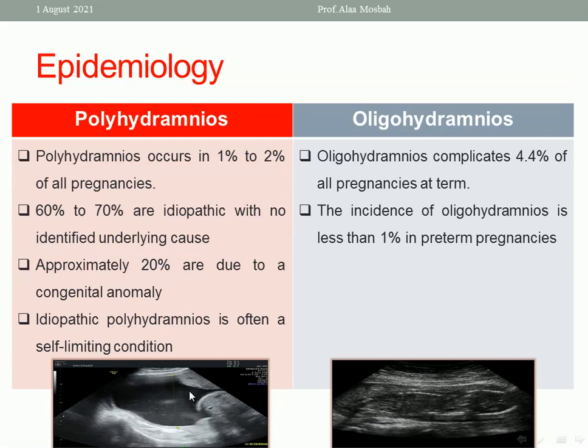As you see in this picture, this is polyhydramnios with excess amount of amniotic fluid. This is oligohydramnios. You can see there is marked decrease in amniotic fluid, even in a single pocket you can't measure even 1 centimeter. Okay?